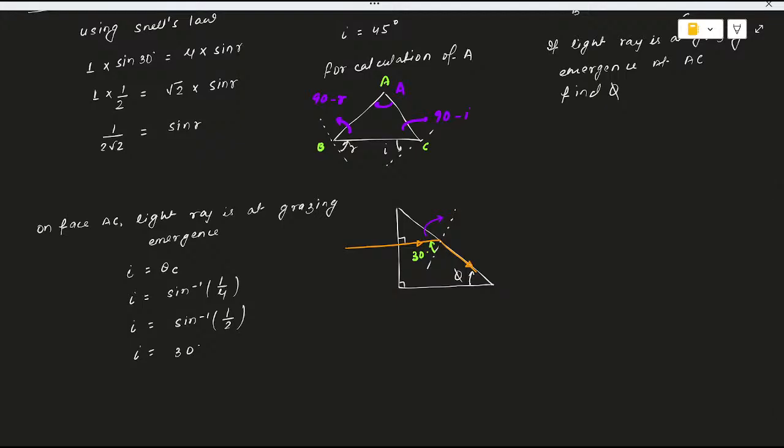Since it is parallel to the base, and this is normal, 90 minus 30, क्योंकि ये तो normal बना ना, this was the line which was the normal, so this will be 60 degrees. Say yes or no? And because phi and 60 degrees are a pair of corresponding angles, and because they are equal, we can write that phi is equal to 60 degrees. Say yes or no? Are we clear?